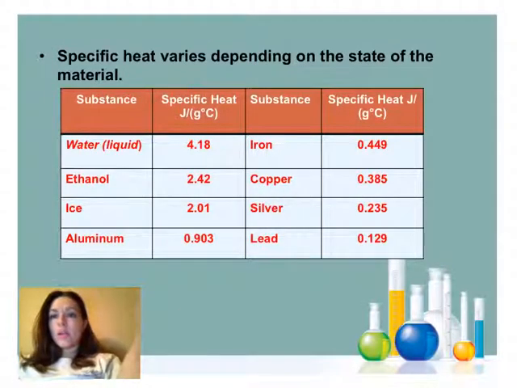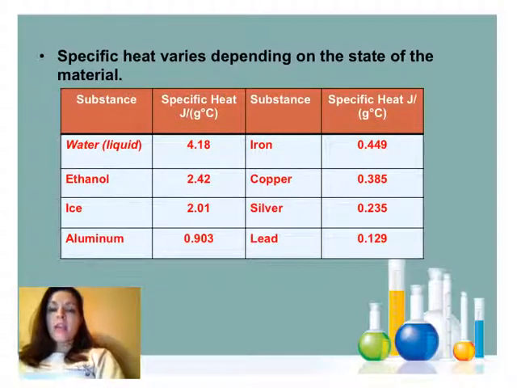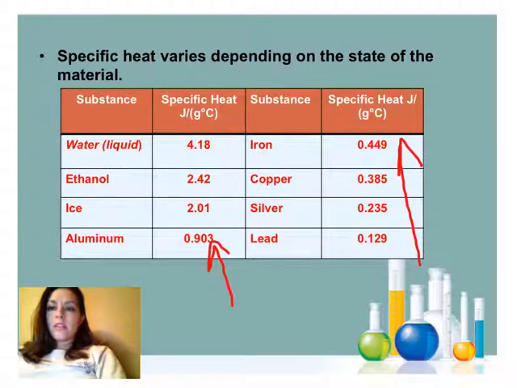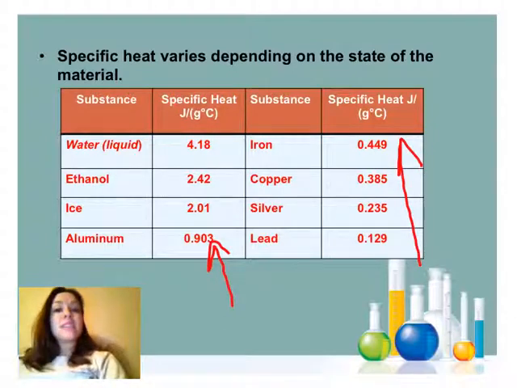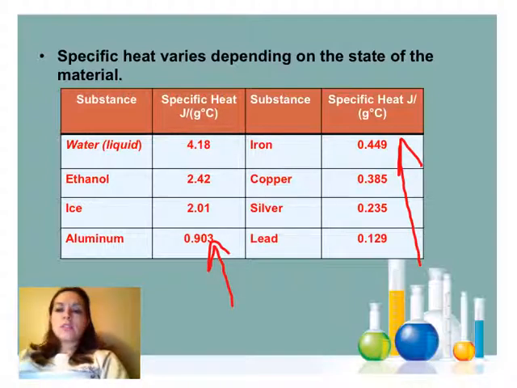Okay guys, so let's talk about the specific heats. Now, they vary depending on what compound you're looking at. So, notice all these metals. They seem to have very low specific heats because it does not take a lot of energy to raise a piece of metal 1 degree. It doesn't take a lot because of those electrons being in the electron sea, or sea of electrons, okay?